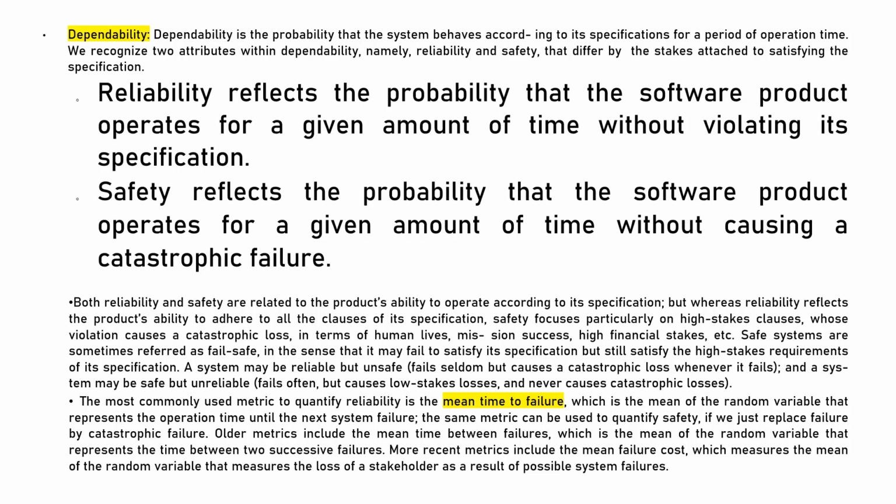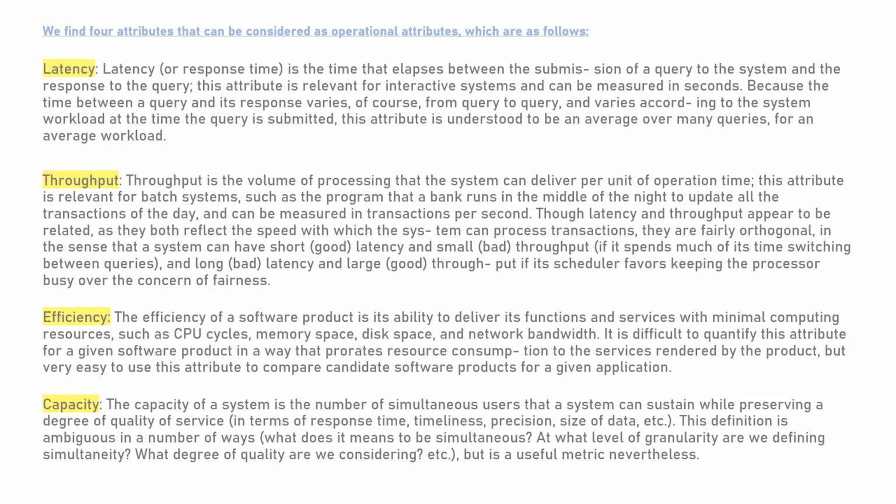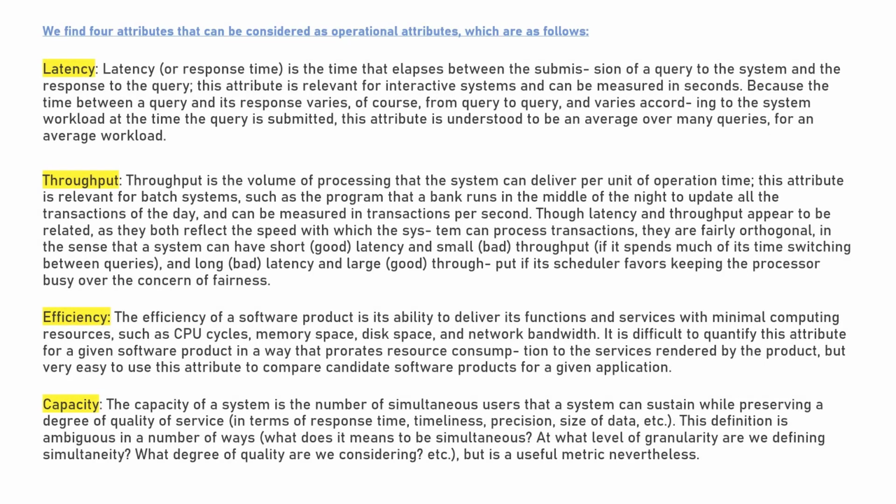The most commonly used metric to quantify reliability is the mean time to failure, which is the mean of the random variable that represents the operation time until the next system failure. The same metric can be used to quantify safety, if we just replace failure by catastrophic failure. Older metrics include the mean time between failures, which is the mean of the random variable that represents the time between two successive failures. More recent metrics include the mean failure cost, which measures the mean of the random variable that measures the loss of a stakeholder as a result of possible system failures.